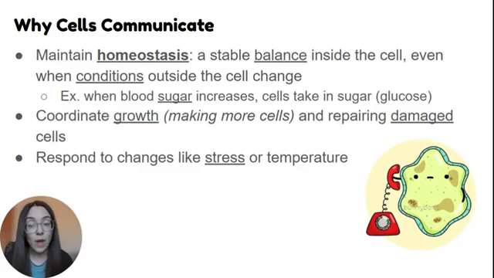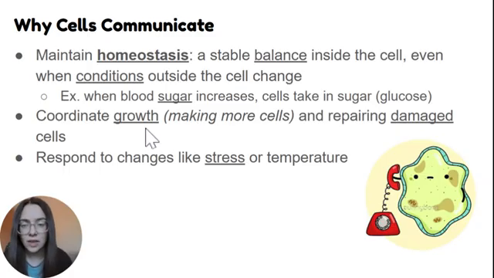In the same way, our bodies maintain homeostasis when things outside of us change, like the weather, right? Our body needs to keep a stable body temperature. Well, within the cells, a lot of different things can change. For example, when you eat food and your blood sugar increases, then cells need to take in sugar, which we call glucose, right, to decrease your blood sugar levels.